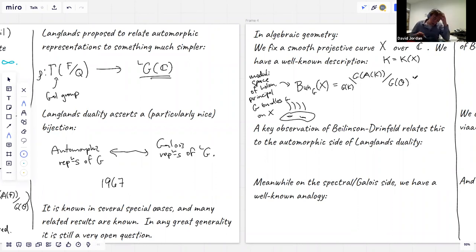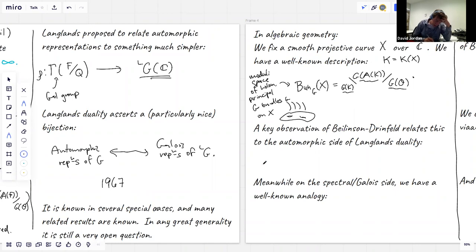So really what this is saying is that any G bundle, I can puncture the curve at finitely many places. So that's where the adels come in. And then the thing becomes trivial. So that's why we need to think about G of the adels. I need to sort of get rid of that trivialization data. And there's a local part of the problem, which is controlled by G of K. And there's a global part of the problem, which is controlled by G of O.